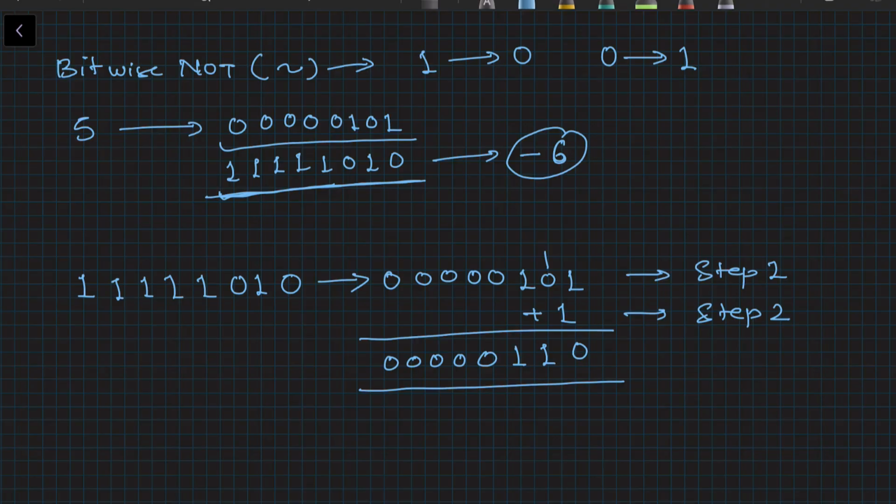So this is going to be our value after performing the 2's complement, and this value is nothing but 6. So this is represented as -6 in 2's complement. I hope you got the idea of 2's complement and how we are performing the bitwise NOT operator.